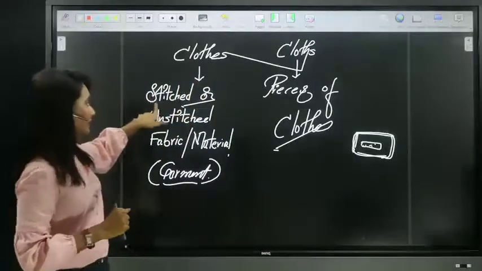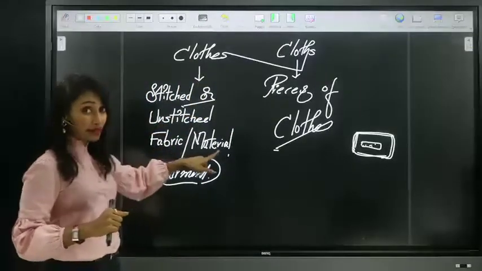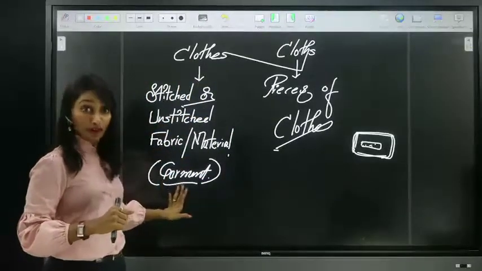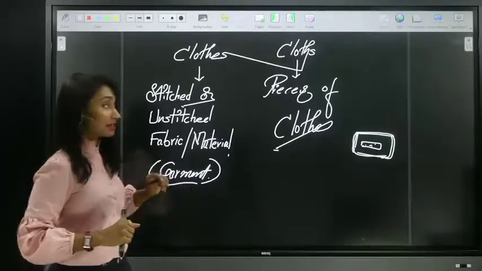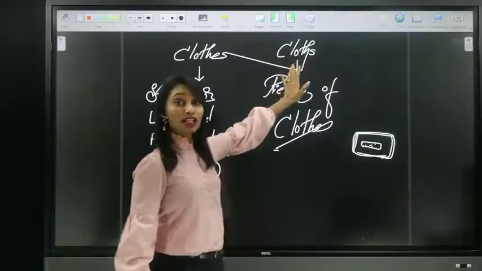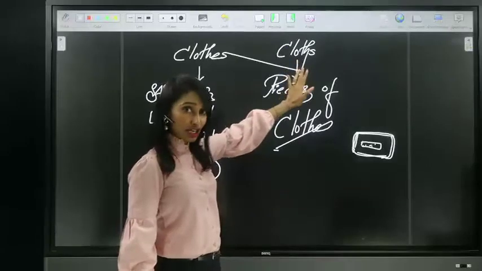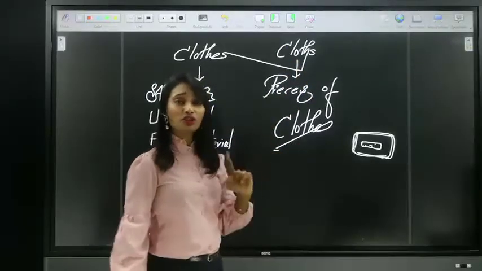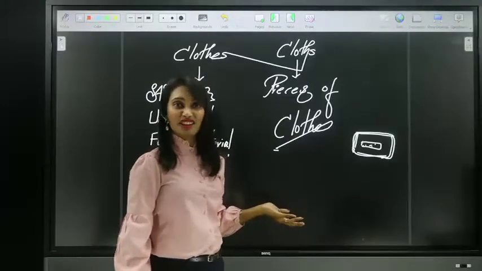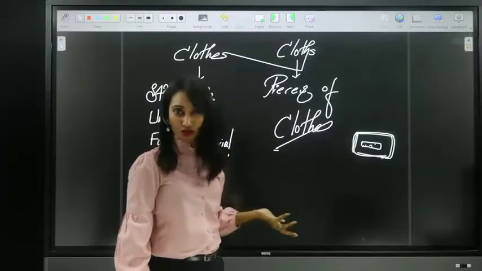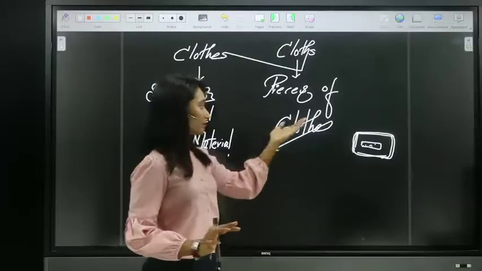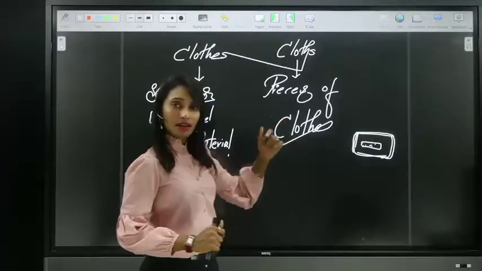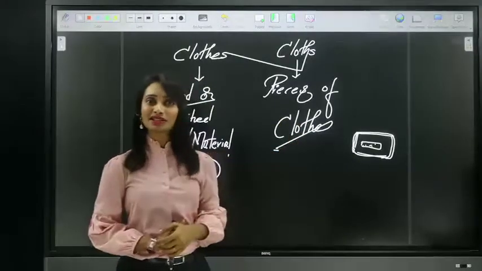CLOTHES is either stitched or unstitched fabric or material which we wear. Generally we call them garments. Whereas CLOTHS or CLOTH is pieces of cloth which we do not use for wearing. It's just pieces of cloth. It is useless.